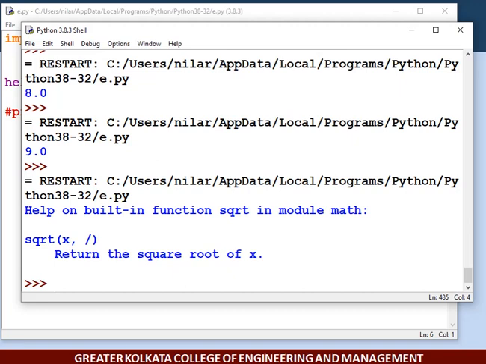So this calculates the square root of a non-negative number. Return square root. Okay. Non-negative number. You need to know this is about non-negative numbers, that is, a complex number will not be possible.